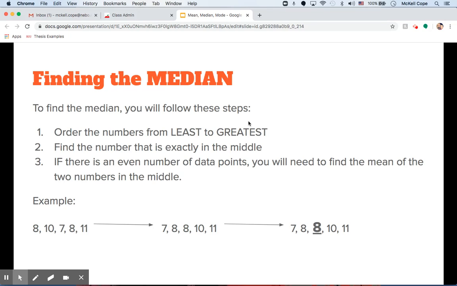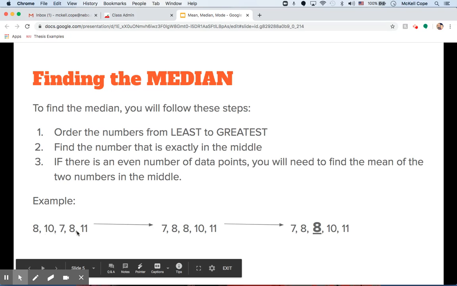That is really important. You can't forget that step. Otherwise, they can be in any order and your median would change depending on what order they were in. So we're going to make sure that it is consistent and we are going to order them from least to greatest. So if this is my set of data and I have 8, 10, 7, 8, 11, I'm going to make sure I order them first before I try to find the median.